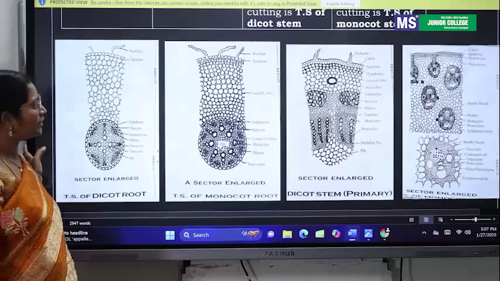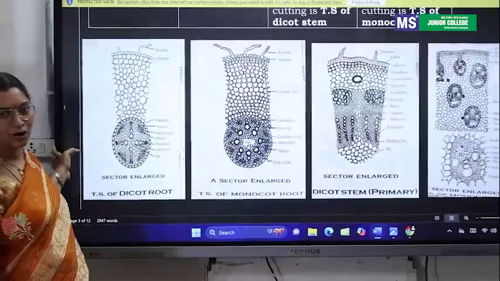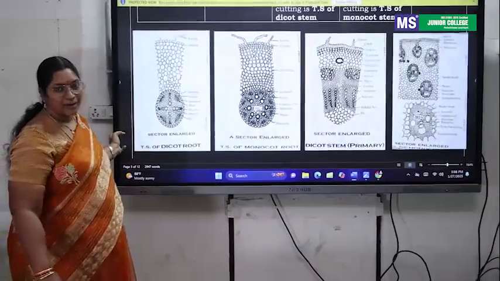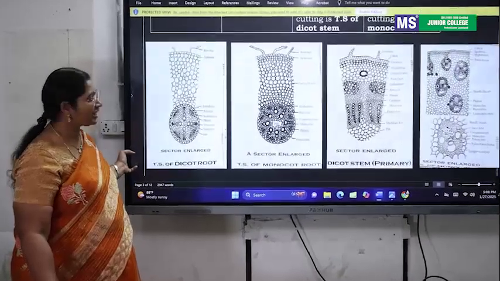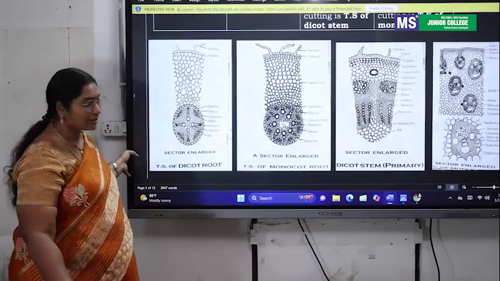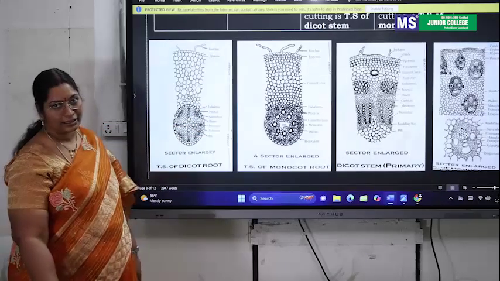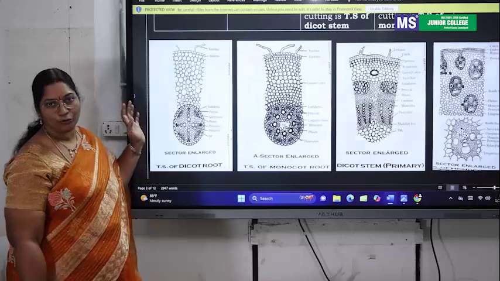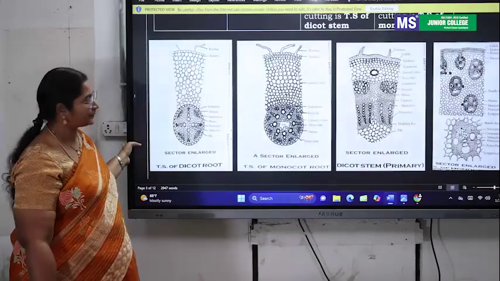For this drawing you are going to get 2 marks, and the overall description of the section second question, totally 6 marks this question contains, and 3 marks for section cutting and 3 marks, 1 mark is for identification and 2 marks for drawing these diagrams. So, based on what you get, that kind of diagram you are going to draw in your examination.